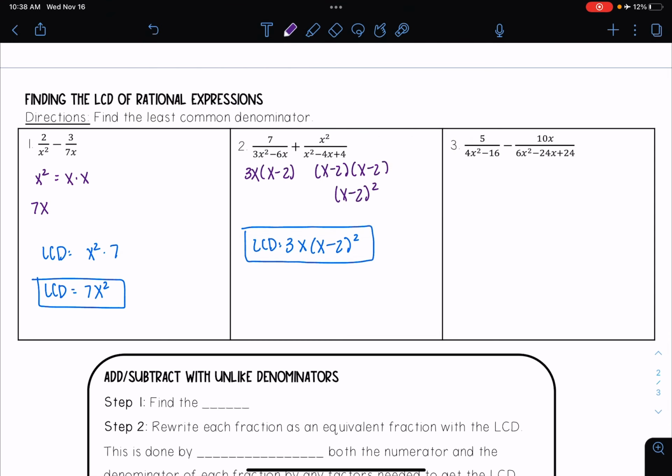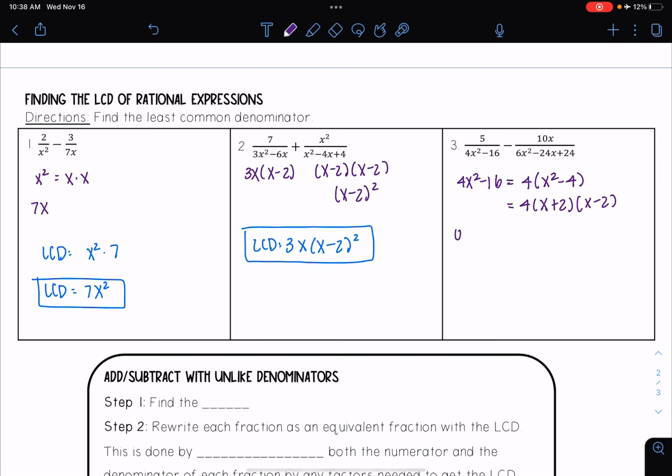Okay, let's look at one more. So here I have 5 over 4x squared minus 16 minus 10x over 6x squared minus 24x plus 24. So first I'm going to go ahead and factor each of these. So I'm going to factor this 4x squared minus 16 first. First, I see there's a GCF of 4 that I can take out. And that leaves me with x squared minus 4. And when I factor x squared minus 4, I get 4 times x plus 2, x minus 2. So this first one has the factors of 4, x plus 2, and x minus 2.